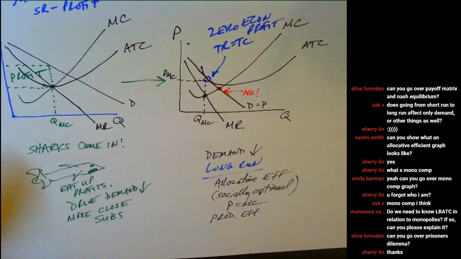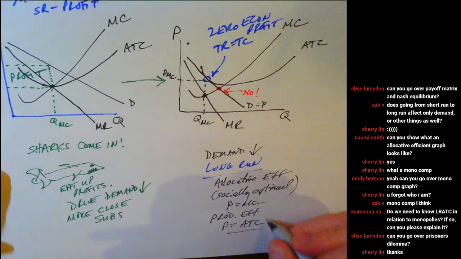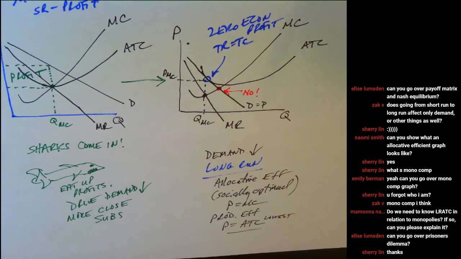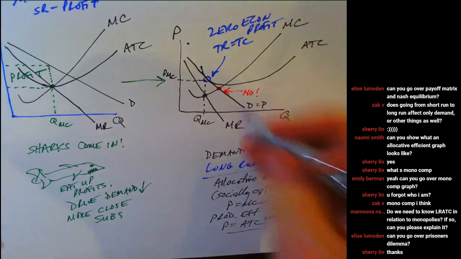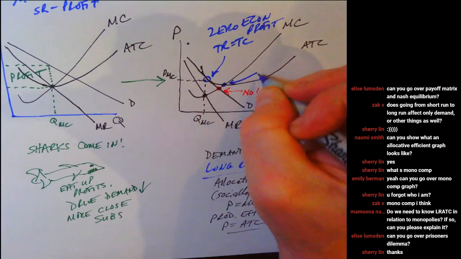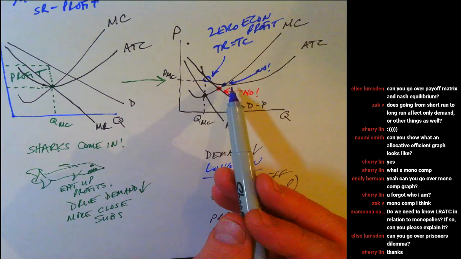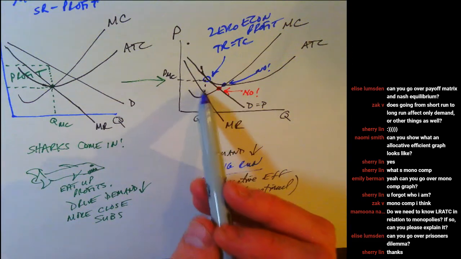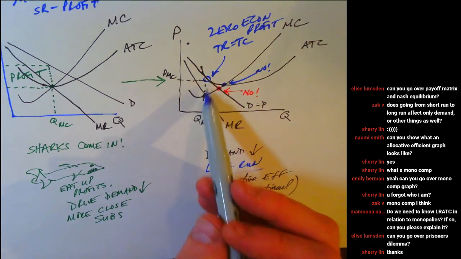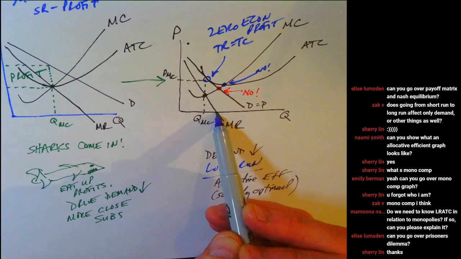And then the other part is productive efficiency. Let's see if it is productively efficient, where P equals the lowest point on ATC. Remember, a firm wants to produce at its lowest ATC, so that would be right here, and that's a big no as well, because a firm doesn't want to produce at its lowest ATC. It would be great if it worked out that way, but they want to produce at their profit maximization point, not revenue maximization, which is right here. Okay?